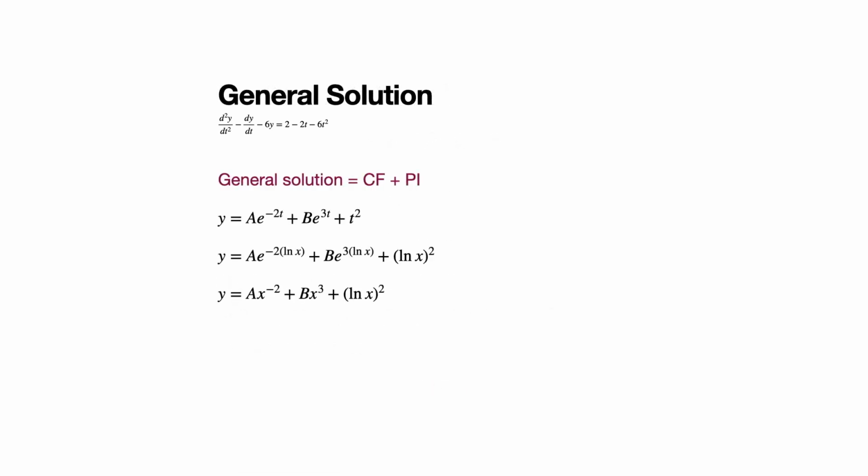The general solution is given by the sum of the complementary function and the particular integral. So y equals a e to the negative 2t plus b e to the 3t plus t squared. Now we can substitute back the original variable x and get rid of all the t's. Our general solution is therefore given by y equals a x to the negative 2 plus b x cubed plus (ln x) squared.